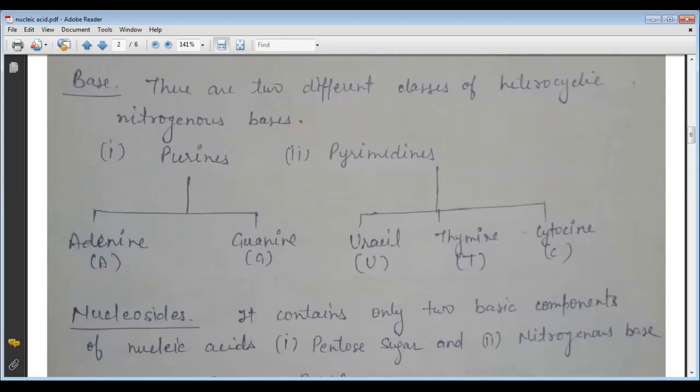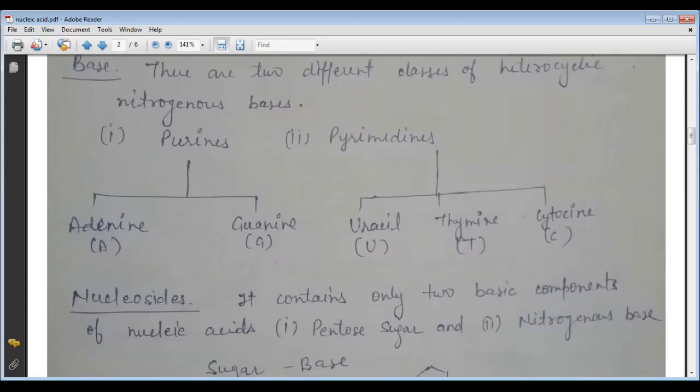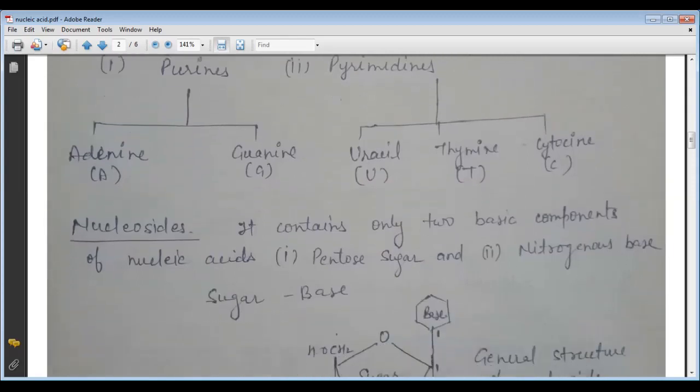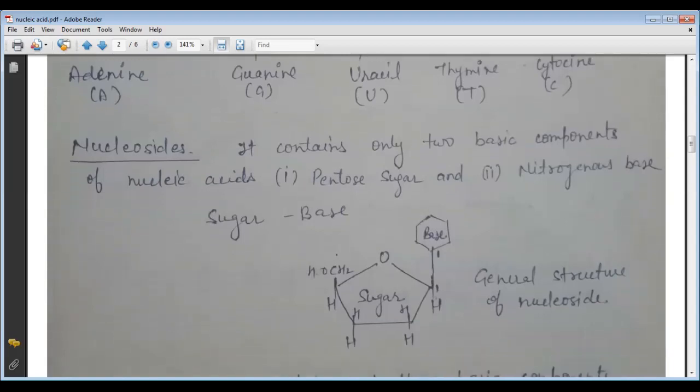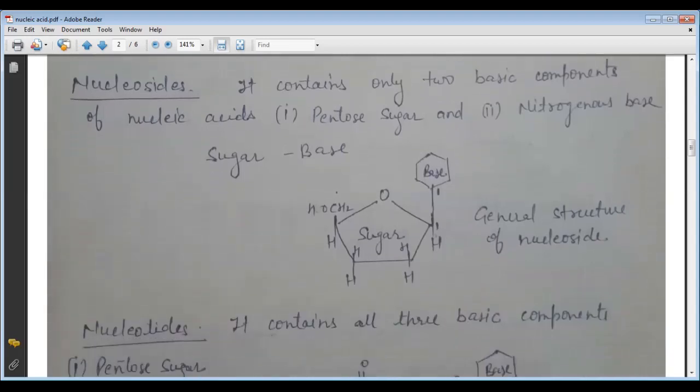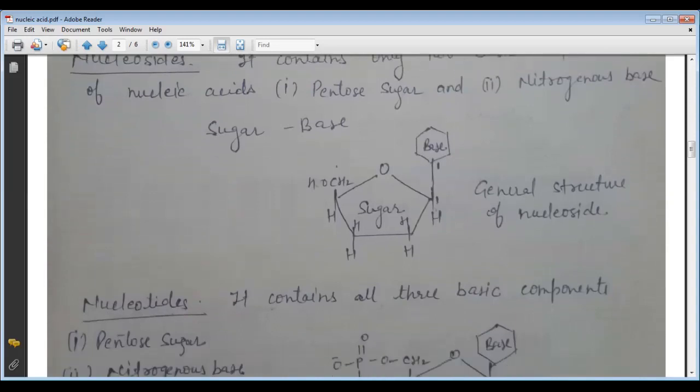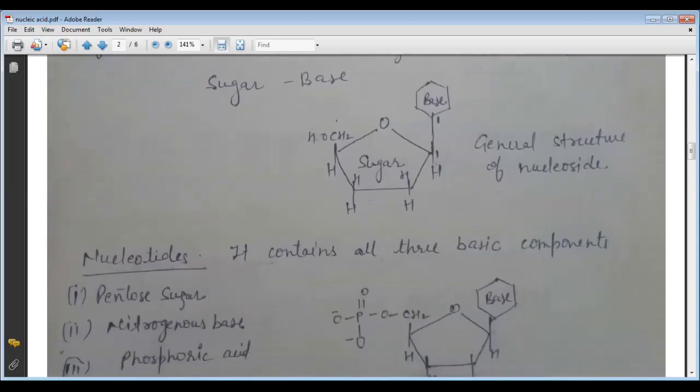First is the uracil, then thymine, and then the cytosine. Thymine is represented by capital T, uracil by capital U, and cytosine by capital C. Now come to the nucleoside. As we discussed above, the nucleoside contains only the sugar and the base. Here we can say it is the pentose sugar and the nitrogenous base.